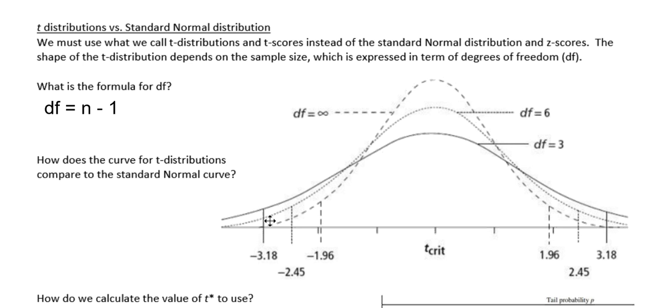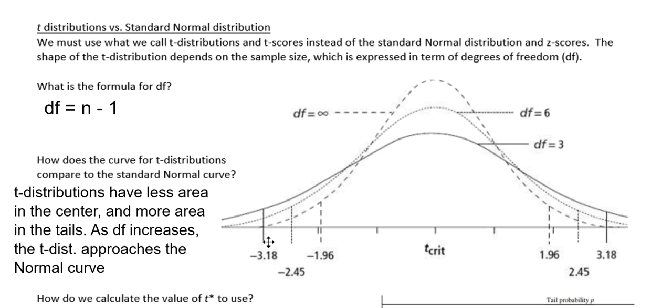So look at these three pictures here. When the degree of freedom is infinity, this is actually the standard normal curve. When the degree of freedom is small, like 3, we see a lot more area in the tails and a lot less area in the center of the distribution. And as that degree of freedom increases to 6, to 10, to 100, you will approach the standard normal curve both in the center and in the tails.